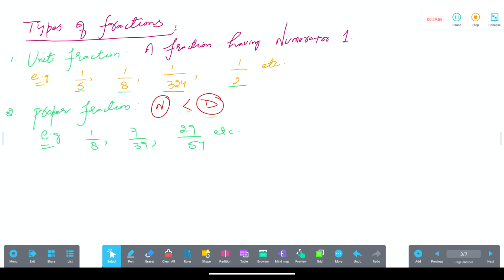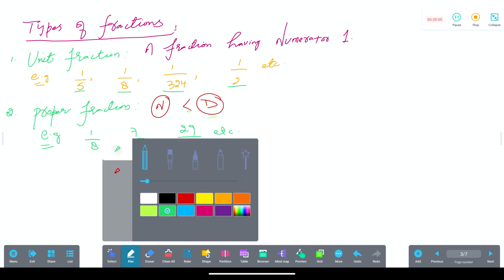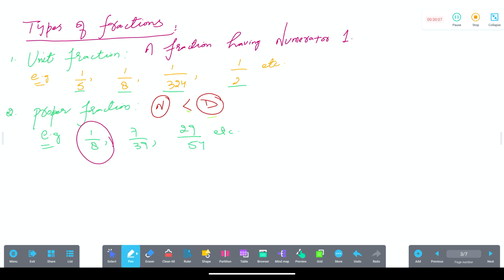But there is one important thing that you need to point out. Sir, you have written 1 by 8 here, but 1 by 8 was a unit fraction as well. See, 1 by 8 has two possibilities. It can be a unit fraction and it can be a proper fraction, because it follows both conditions. Its numerator is 1, so it is a unit fraction. Its numerator is less than the denominator, so it is proper. 1 by 8.